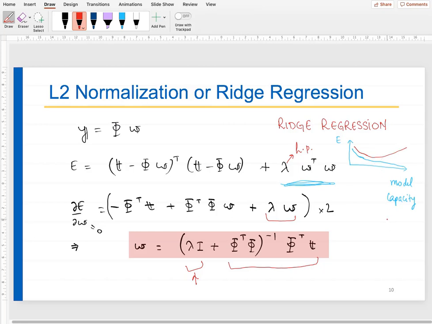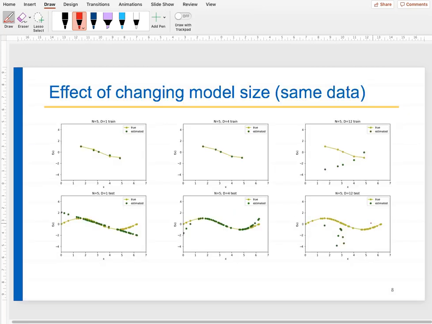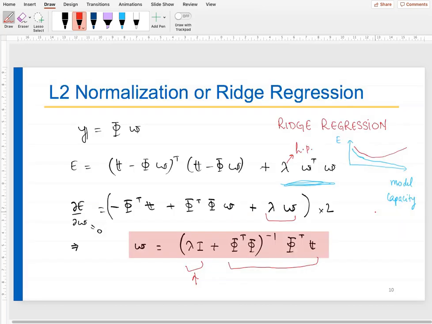Why? Because if I am trying to fit the data, my model puts so much effort in fitting that data that it becomes very spiky and the weights become very large. That's why it's not able to have generalization power.